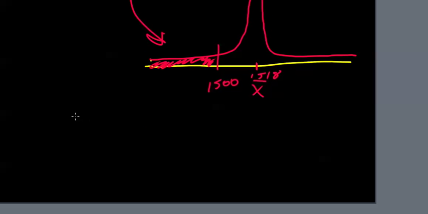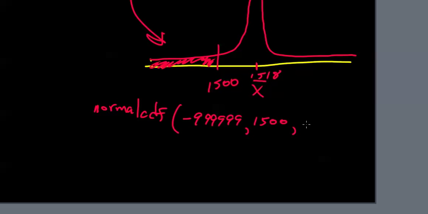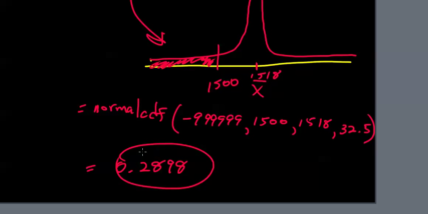Now, of course, I'm going to use my normal CDF command to find it, but something's changed. Normal CDF. We're going to go off to negative infinity. In theory, my upper bound is going to be 1500. My mean is going to be the same at 1518, but what changes is the standard deviation. 32.5 instead of 325 as we had before. If we grind this out, I get 0.2898. And that's my final answer for part B. Okay?